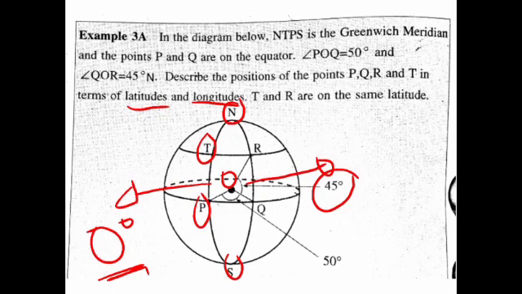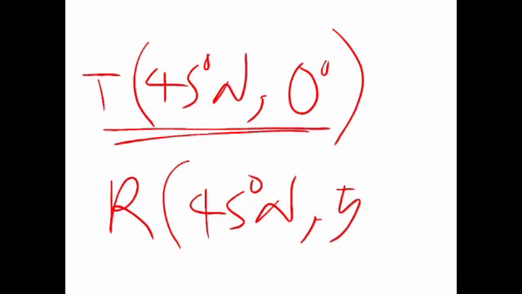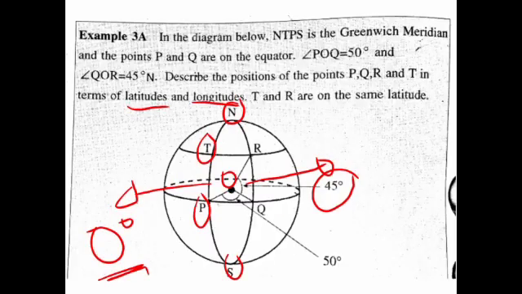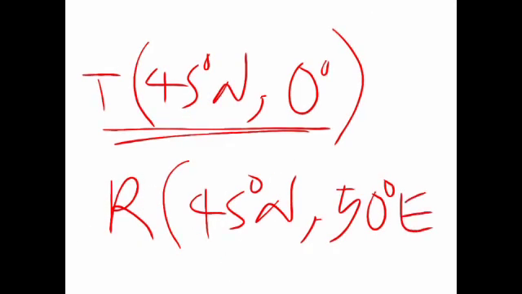Angle POQ is 50 degrees, meaning that the longitude where R is lying is 50 degrees away from the Greenwich. So our longitude is 50 degrees. What direction is it heading? Just identify where it's lying. The longitude is 50 degrees on the right side of the Greenwich, meaning it's heading towards east. And that's how we can allocate point R.